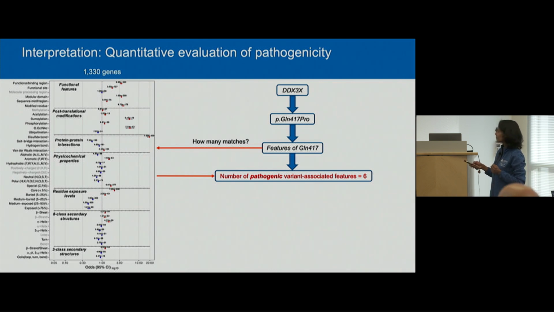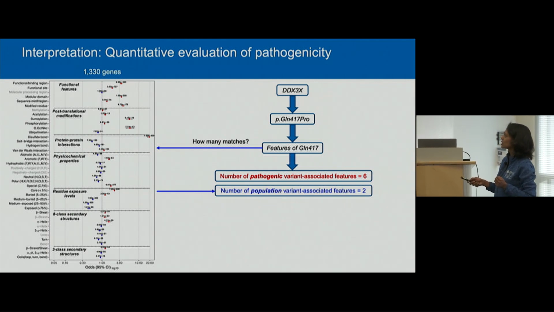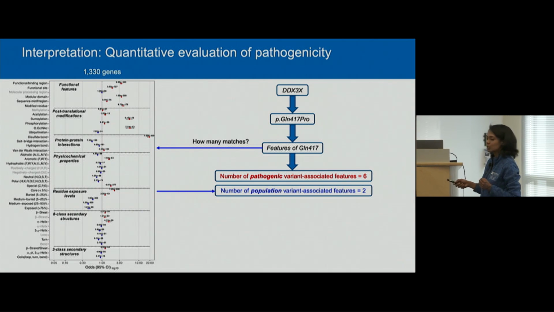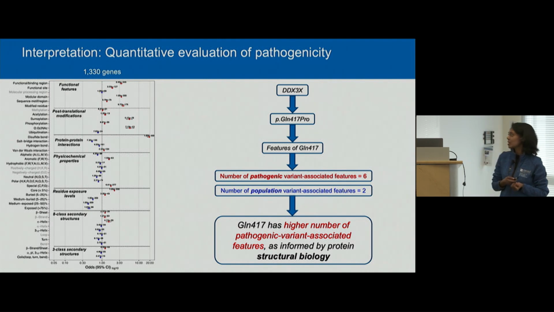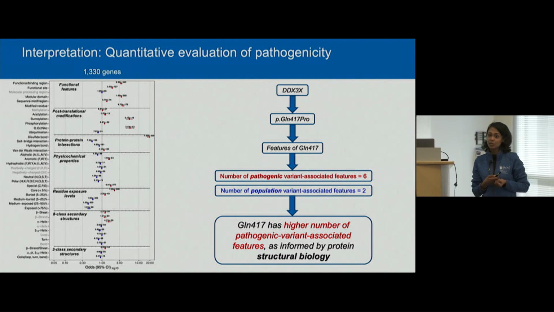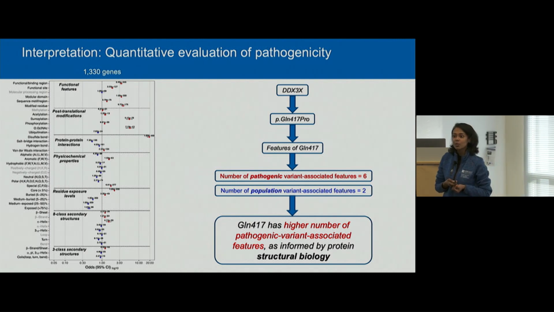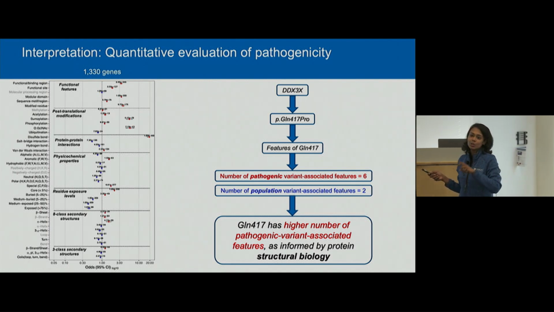And you can ask the same question, how many of the features of GLN417 match with the identified population variant-enriched features. And that count is 2. So you subtract them, and GLN417 has a higher number of pathogenic variant-enriched features, as informed by structural biology. And through the MISCAST web server, we give you this score, and we are also showing you all the features for GLN417, so you can use your own judgment as well.